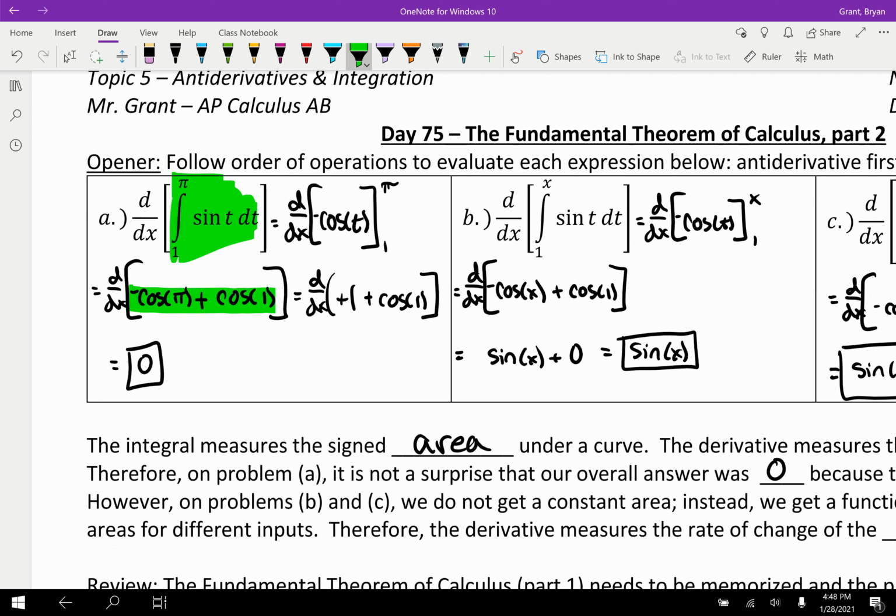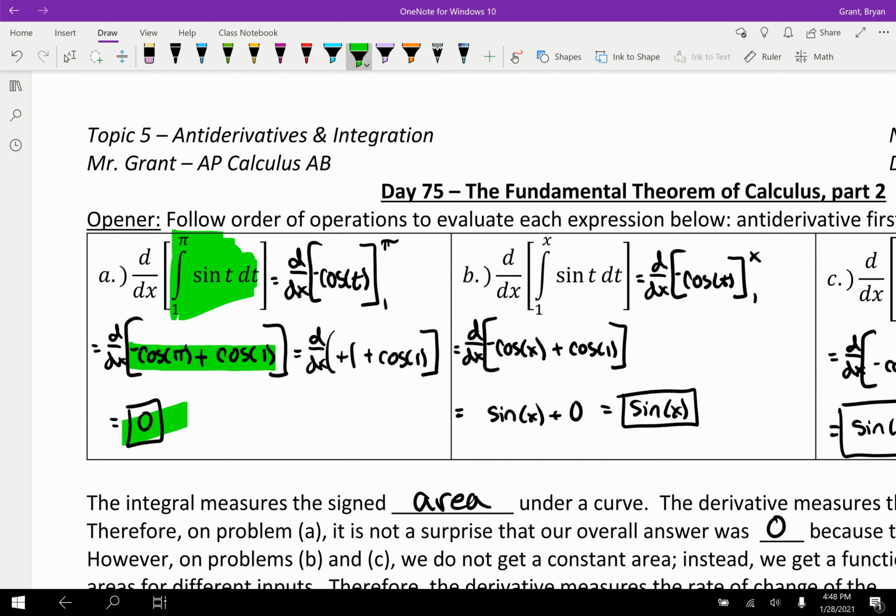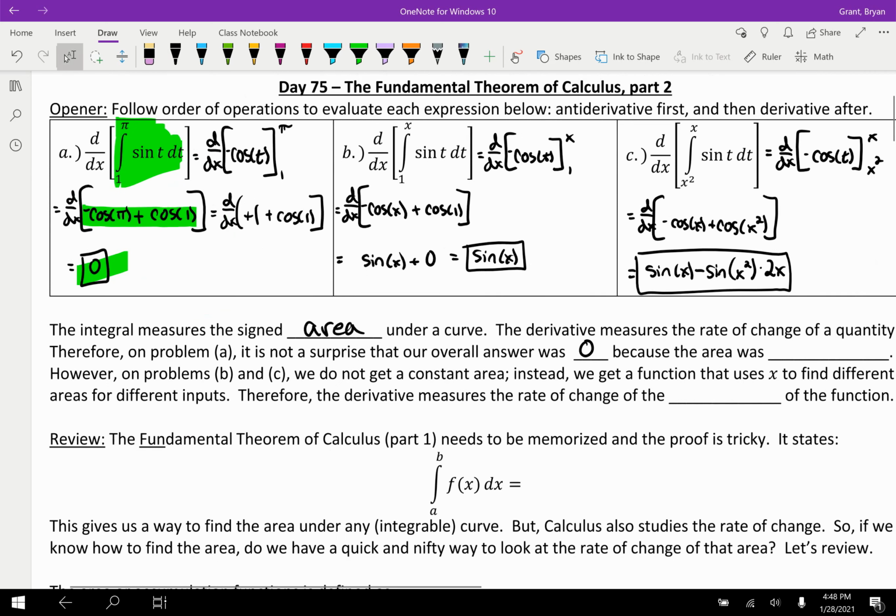This right here is a number. And then we said, how fast is that number changing? Well, it's not changing, it's a constant. And so the derivative of that constant is 0, because what are we measuring with this d/dx? We're measuring how fast the area is changing with respect to x. Okay, so because the area was constant.